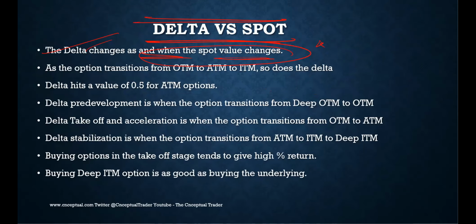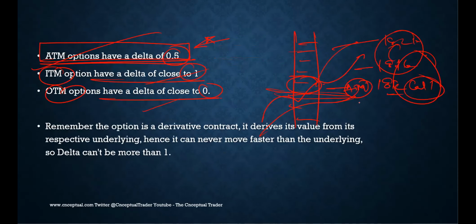So as the option transitions from OTM to ATM to in the money, so does the delta. Delta hits the value of 0.5 for an ATM option. Now you must have seen that the delta has increased for that particular option. Take this particular option, let's say 18.1. Earlier it was OTM. Then the price went upwards, so it converted from OTM to ATM, and after that the price increased again, so it converted from ATM to in the money, when the price went up to the 18.2 level. So OTM, ATM, in the money.